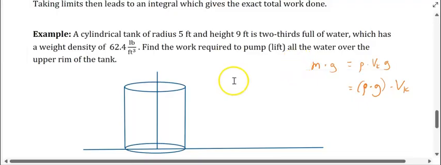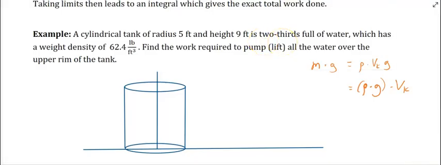All right, so find the work required to pump or lift all the water over the rim. And again, it's 2/3 full. If you take 2/3 of 9, since the whole thing is 9, we've got the water to be 6 feet deep. So the total height in this case is 9 feet. Again, we're representing this as our x-axis. We're going to take the ground or the bottom of this as x equals 0.